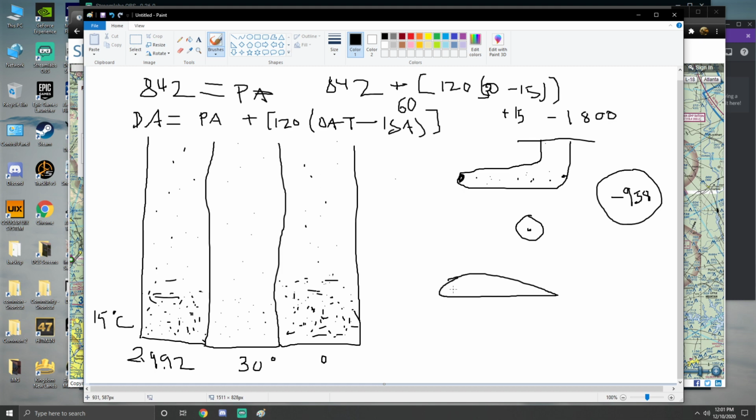15 times 120 is 1800, obviously, so we'll make that positive. 1800 plus 842. Now we've got 2,642 feet. So now our density altitude at the surface is almost 3,000 feet. So we're talking about almost a 3,000-foot difference in performance. So now the plane at the surface is going to perform as if we're actually flying 2,642 feet in the air.